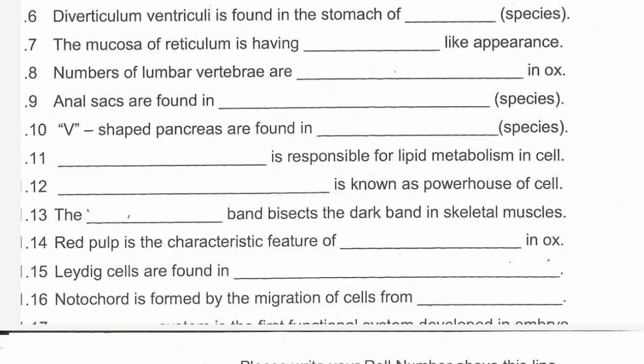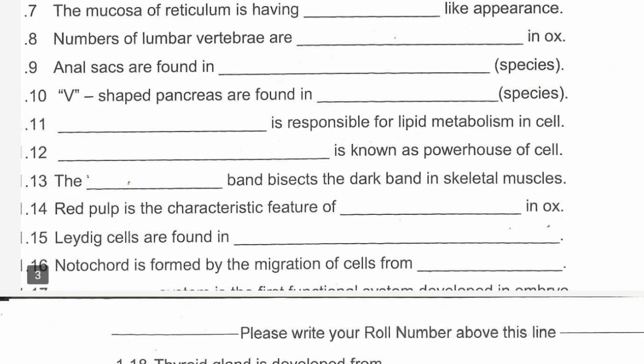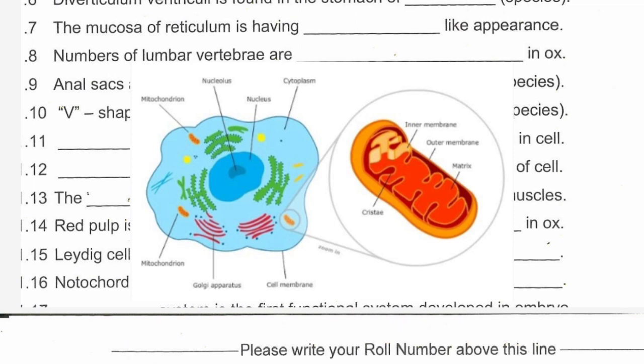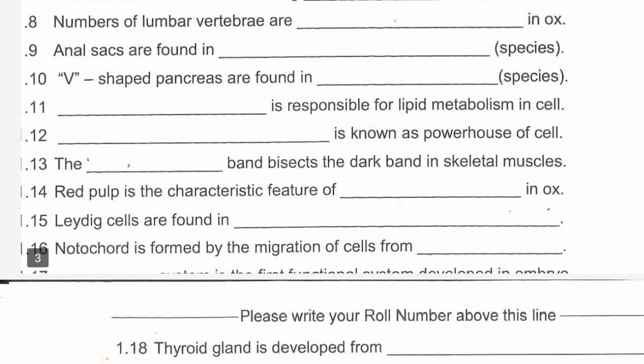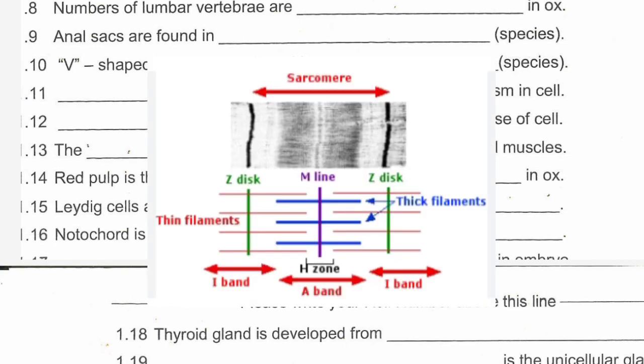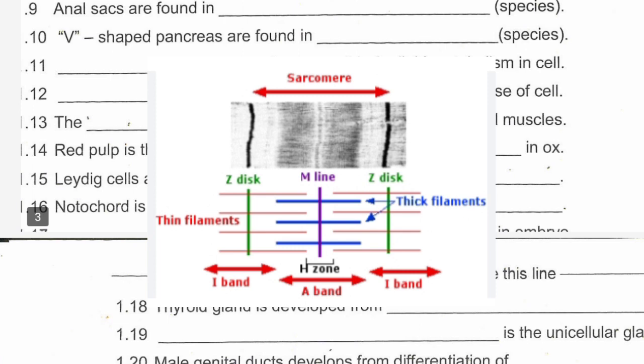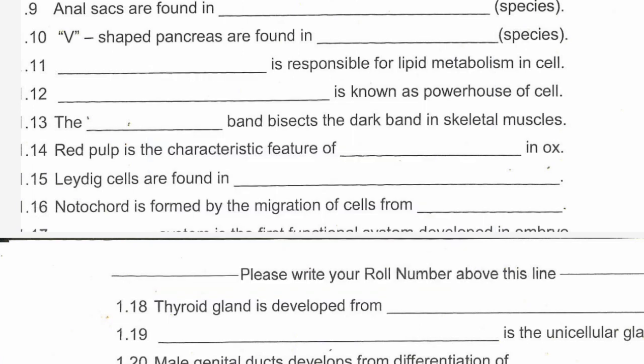Then fill-up number 11 is: dash is responsible for lipid metabolism in the cell. So we all know that endoplasmic reticulum is responsible for lipid metabolism. Then fill-up number 12 is: dash is known as the powerhouse of the cell. So this question is really very easy, mitochondria is the powerhouse of the cell. Then question number 13 is: the dash band bisects the dark band in skeletal muscles. So we all know that the light band, or we can also say the I band, bisects the dark band in the skeletal muscles.